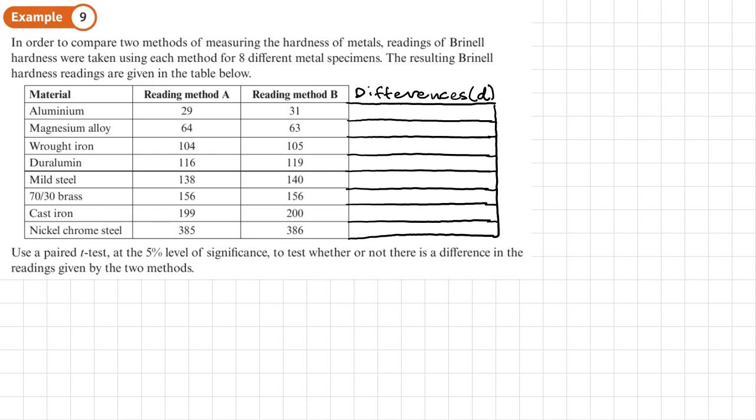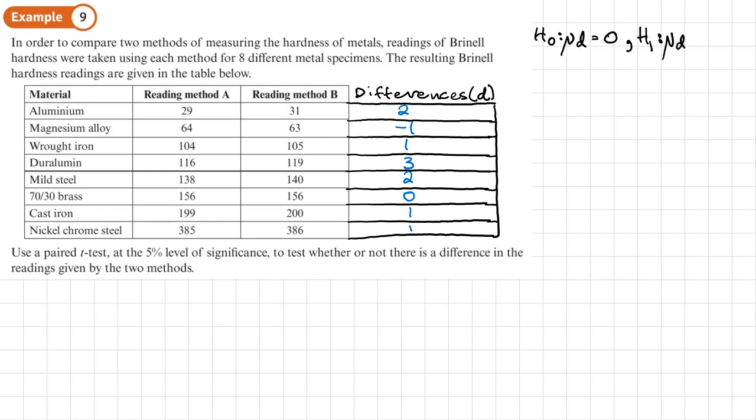So for the first one, it's gone up by 2. The second one has gone down by 1. Third one up by 1. And the one after that's gone up by 3. Then up by 2. This one hasn't changed. This one's gone up by 1. And the final one has also gone up by 1.